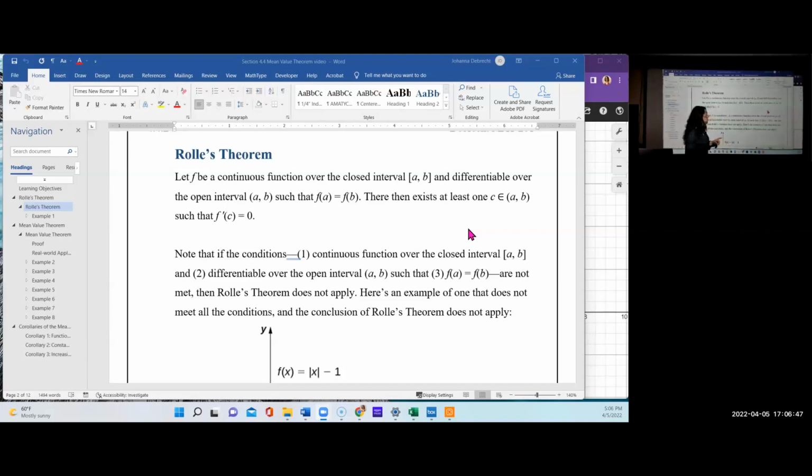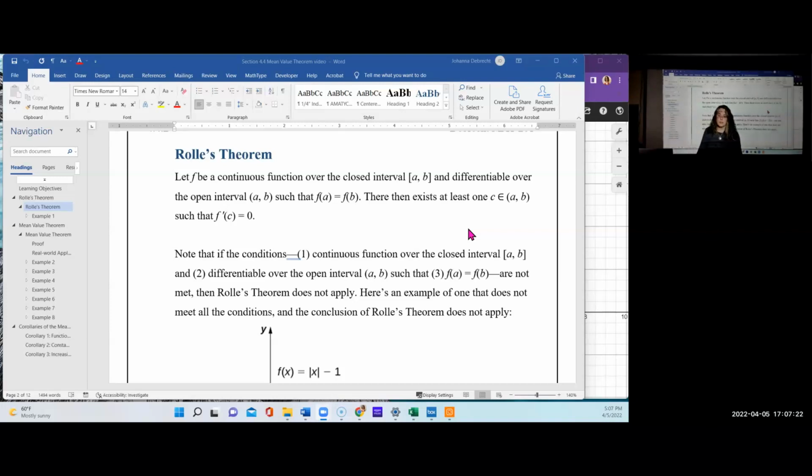And what are the conditions of Rolle's theorem? There are 3, and I've numbered them for you. It has to be a continuous function over the closed interval from a to b. It has to be differentiable over the open interval from a to b. And third condition, f(a) equals f(b). If any one of these fails to be true, then Rolle's theorem may not apply. It might not. Chances are it won't. Now, it's not guaranteed, and that's the problem.